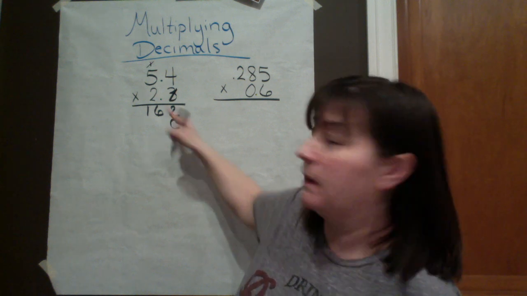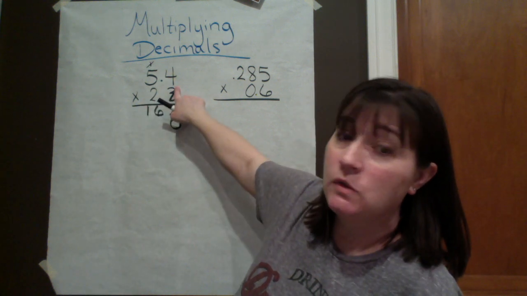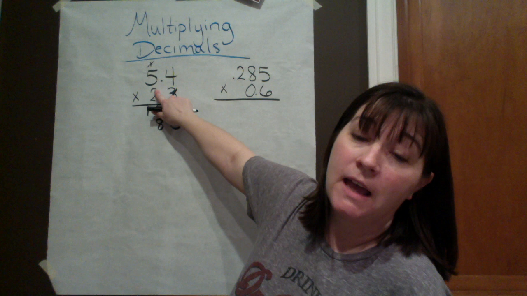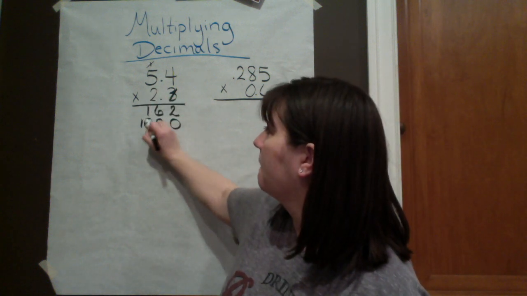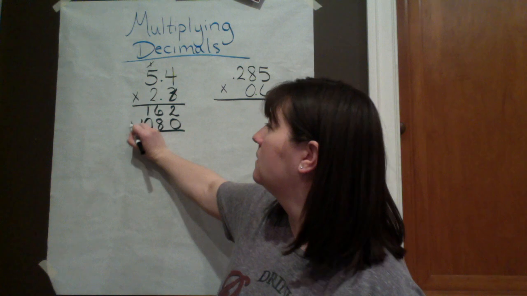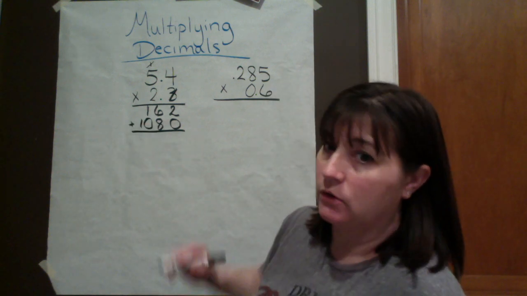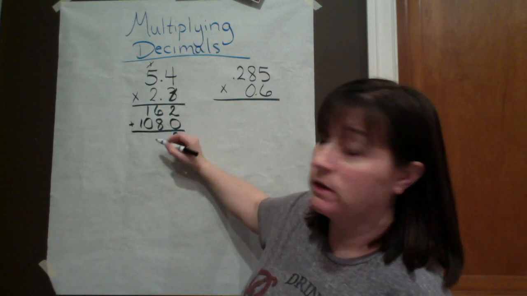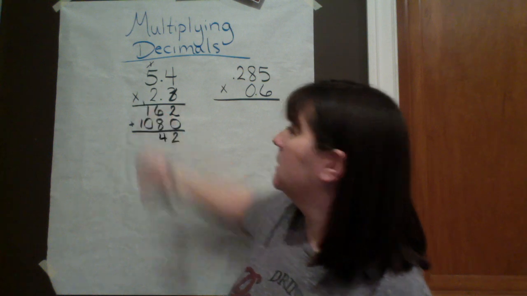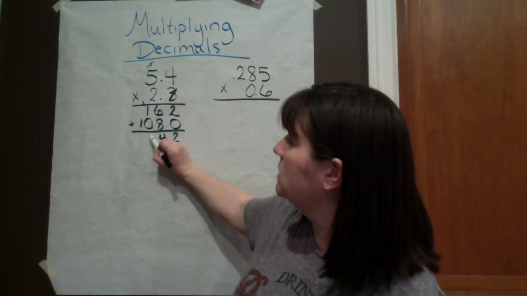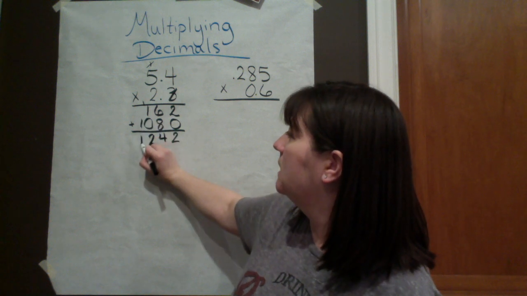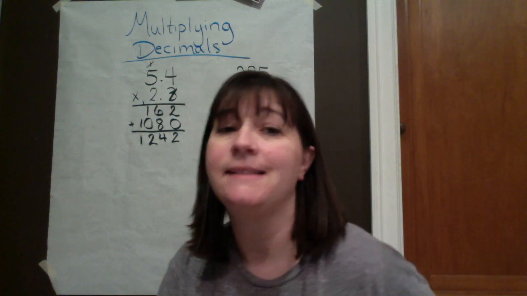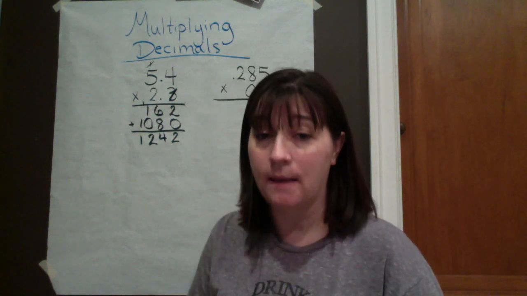Now I'm ready for my tens place, so I'm going to take 2 times 4, which is 8. I'm going to take 2 times 5, which is 10. And then I'm going to add my 2 rows together. So 2 plus 0 is 2. 6 plus 8 is 14. Make sure I carry my 1. 1 plus 1 is 2. And 1.